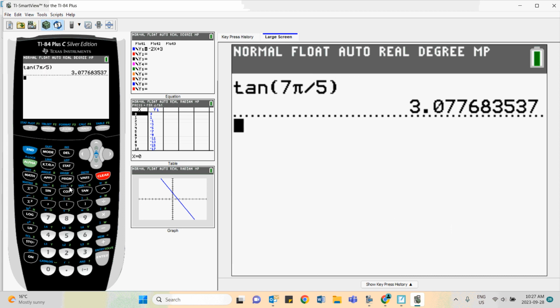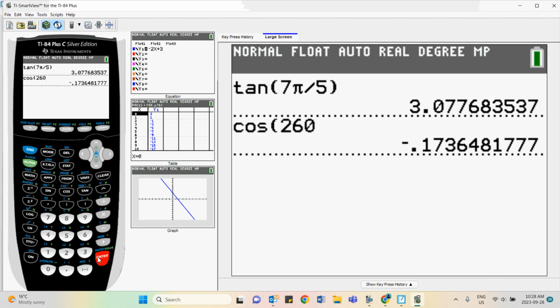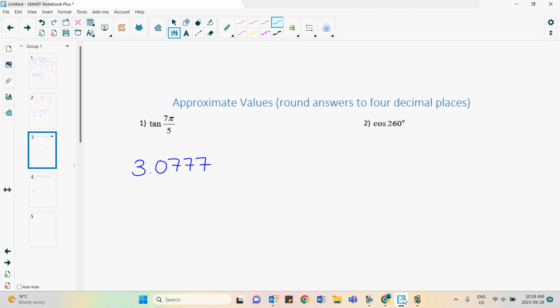And if you do it in your calculator, cos of 260. I got a negative answer, and that's what I anticipated getting. And we're going to 4 decimal places, so negative 0.1736. I got my negative there.